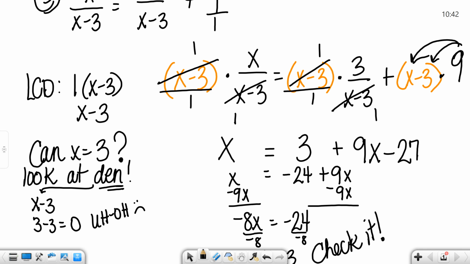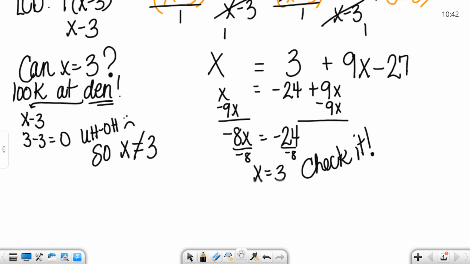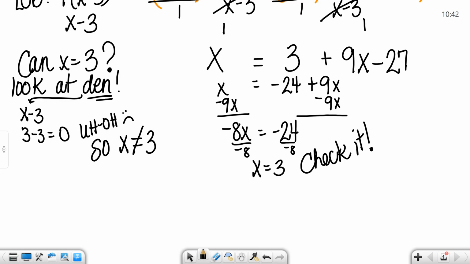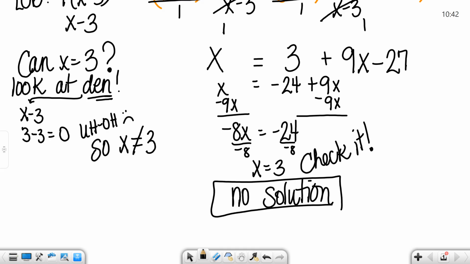Okay, so what that means is x cannot equal 3. That's what it means. X cannot equal 3. So we got this solution here. In MyMathLab, you cannot say x equals 3. In MyMathLab, you're going to say, well, there is no solution. And the reason is, when you plug in that 3, it doesn't work. It puts a 0 in the denominator, so no solution. There is a symbol for no solution in MyMathLab, and it looks like a 0 with a slash over it.